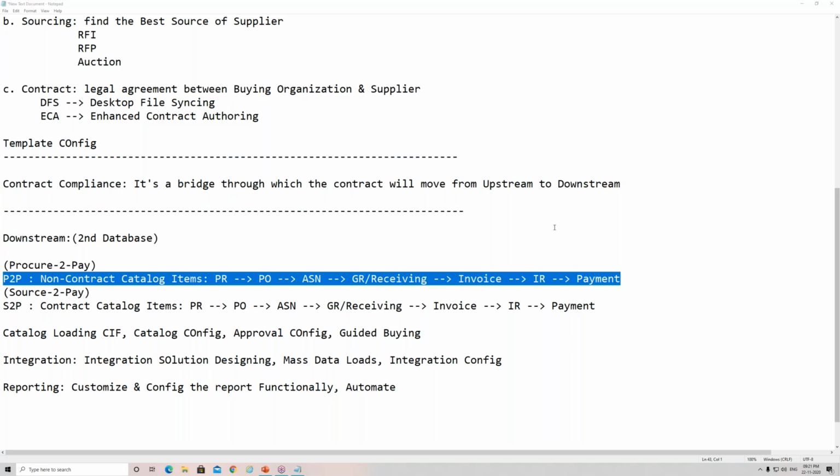Okay. Coming to my second question, let's say now I have got a license for downstream only, or else upstream only. So how can I go with these contract catalog items? So you're basically talking about only upstream solution or downstream solution or both? I have got a license for only upstream. Okay. So in that case, you won't be able to do any P2P process.